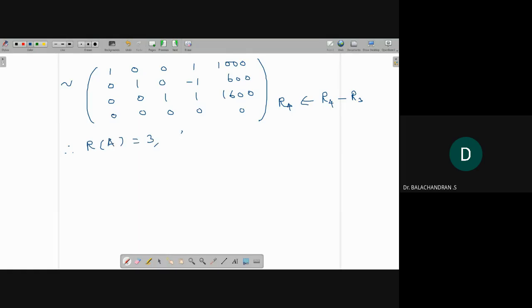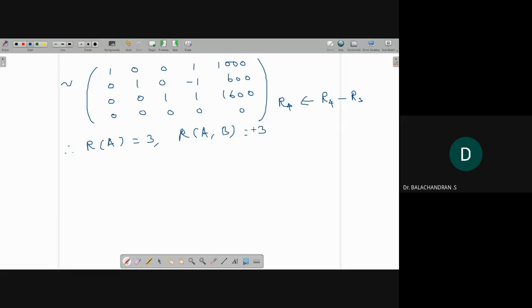And rank of A comma B is also what? The order of A comma B is 4 by 5, so the maximum rank is 4. But the last row is 0, so here also you'll get the rank of A comma B as 3.